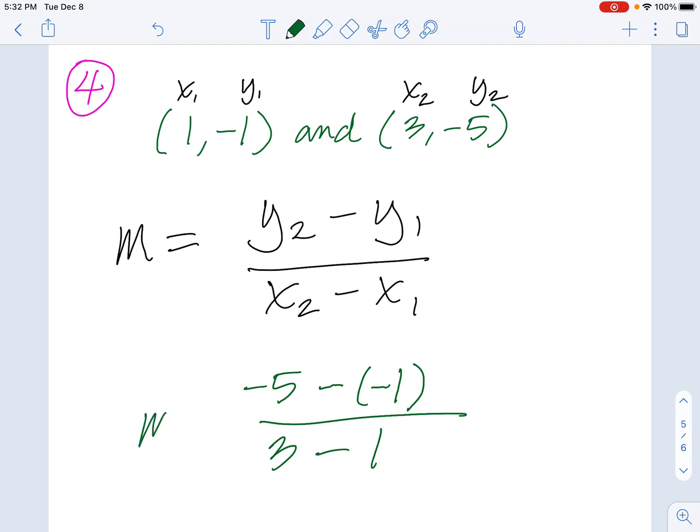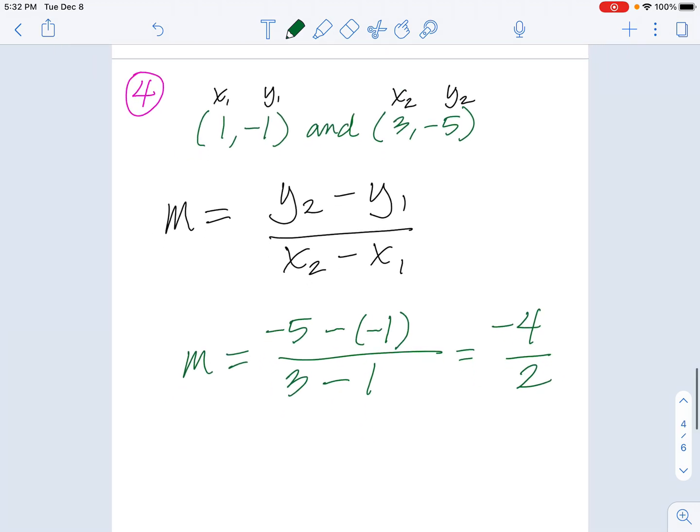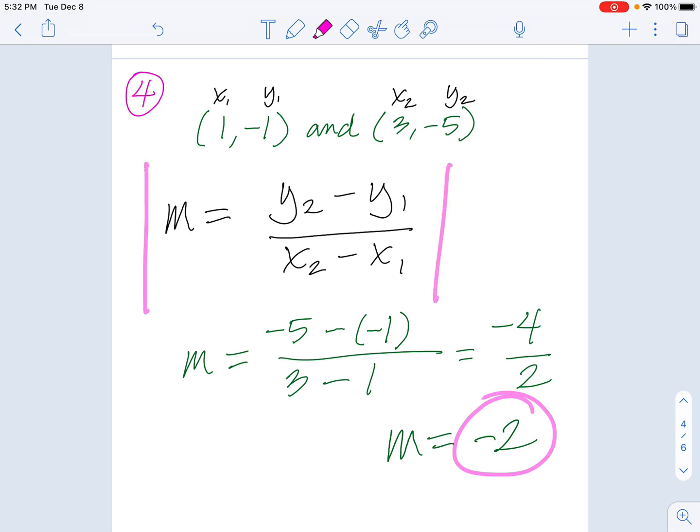So we got a little more complicated situation here to find the slope. Negative 5 minus negative 1 is like negative 5 plus 1, so that's negative 4. 3 minus 1 is simply 2. So we have to simplify that equation to make it a slope of negative 2. That would be our final slope for this, of negative 2, by using the slope formula.